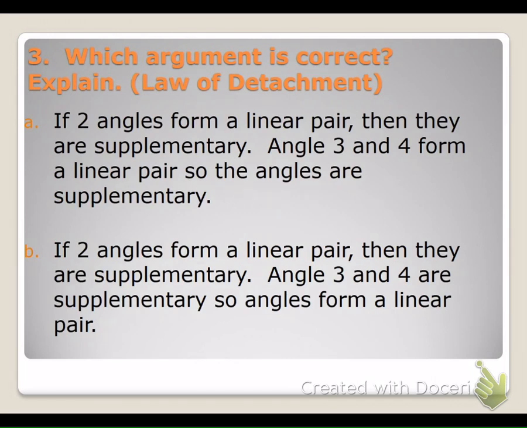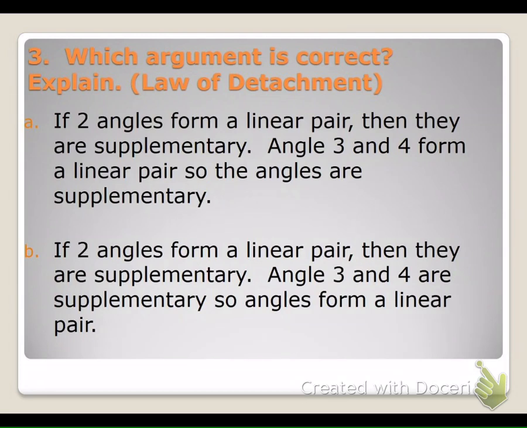Remember I said, if you write this slide, then you can be done. All right, so this basically says which one of these follows the law of detachment. So if 2 angles form a linear pair, then they're supplementary. Angle 3 and angle 4 do form a linear pair, so those angles are supplementary. Does that make sense, or does part B make sense? If 2 angles form a linear pair, then they're supplementary. Angle 3 and angle 4 are supplementary, so they form a linear pair.